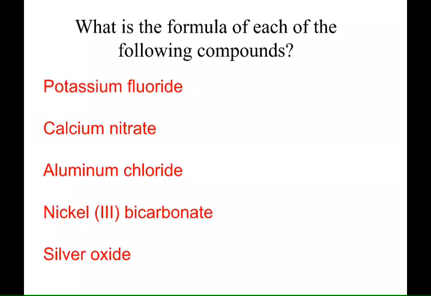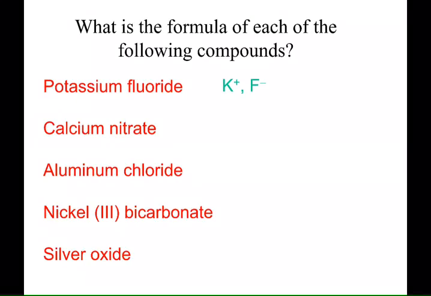Okay. So I'm going to switch it up a little bit, and for the last two slides, I want you to go ahead and write, and you're going to have to do this on a test. I give you the name. You have to write the neutral formula for the compound. So potassium fluoride. Now again, I would really strongly suggest you write the component ions and then crisscross.